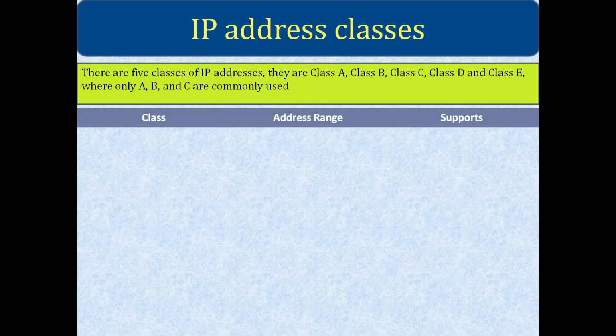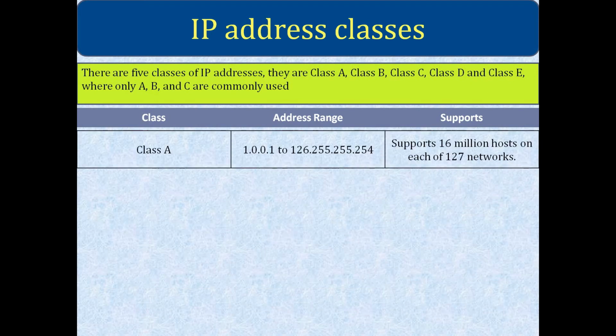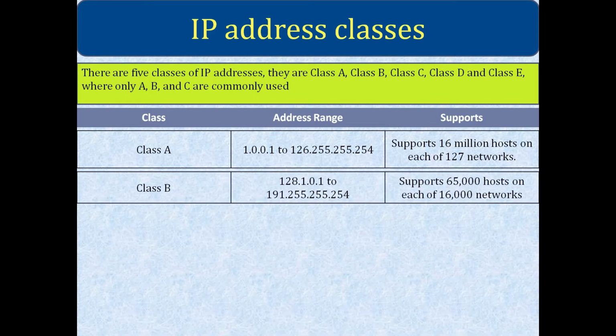We can see here, what is class A? Class A means 1.0.0.1 to 126.255.255.2. This type of IP address supports 16 million hosts on each of 127 networks. If you have a big organization, where there may be 1 lakh users or 50,000 users, we use class A IP address for that organization. Class B IP address supports 65,000 hosts on each of 16,000 networks. It means this is a different thing.